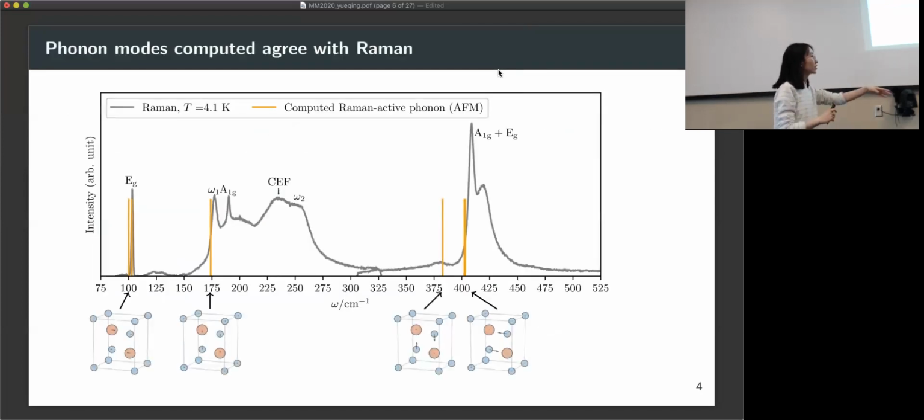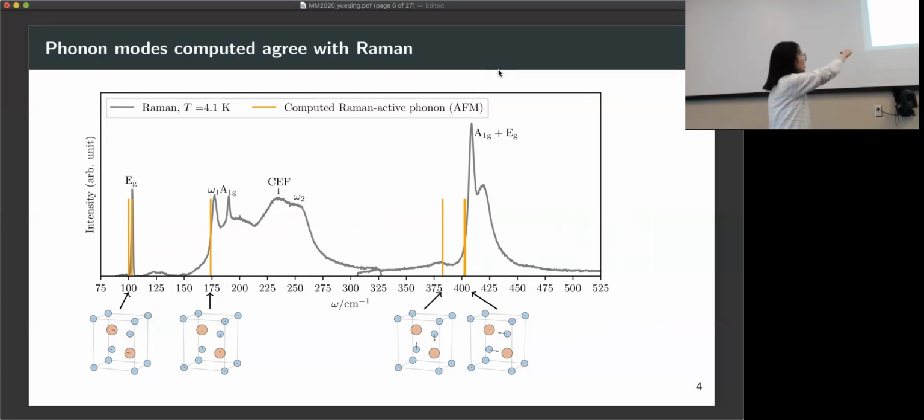Here's another intensity versus energy plot. The gray curve is the original Raman spectrum when the temperature is 4.1 Kelvin and the material is in the AFM state. The orange lines are what I computed as the Raman active phonons when the material is in AFM. You see that these four lines correspond to Eg, A1g, and A1g plus Eg modes. Our results agree with their experimental measurements pretty well, maybe off by about 20 inverse centimeters, but that's only about 2 meV. Down below, we have the schematic plots for all these phonon modes.